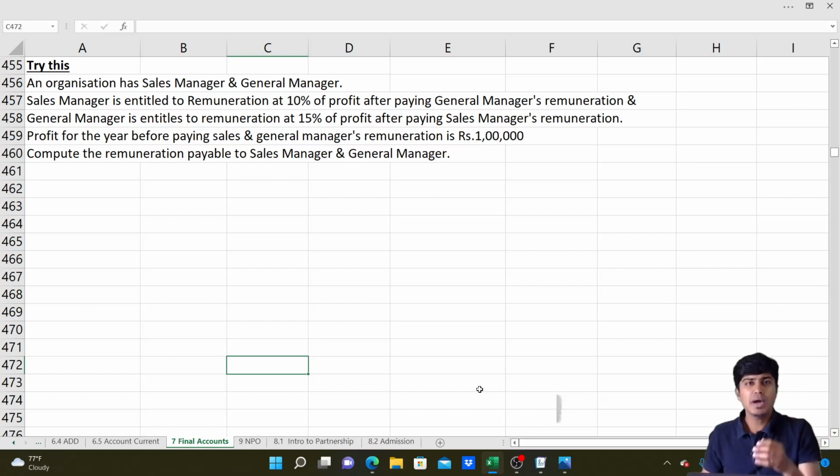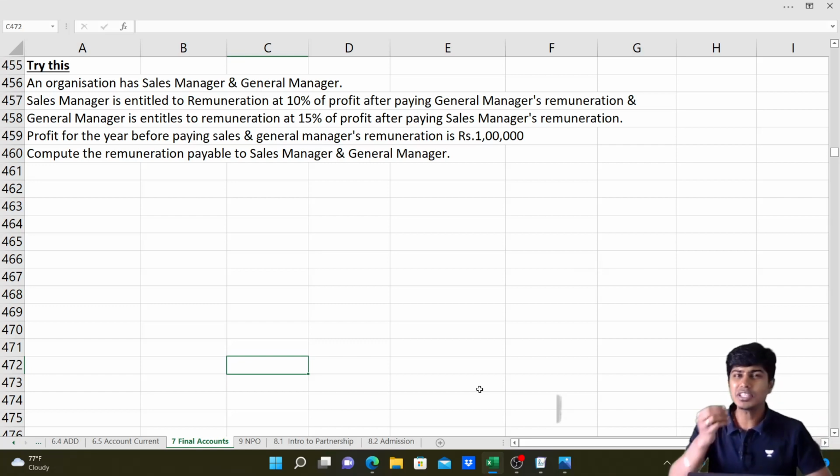As we all know, the manager is the core person who ensures that the organization gets into profit. This person might have to be given remuneration, not just as a fixed amount, but in terms of a percentage. So let's discuss how to compute managerial remuneration when it is given as a percentage of profit, not straightforward, but on a before charging or after charging basis.